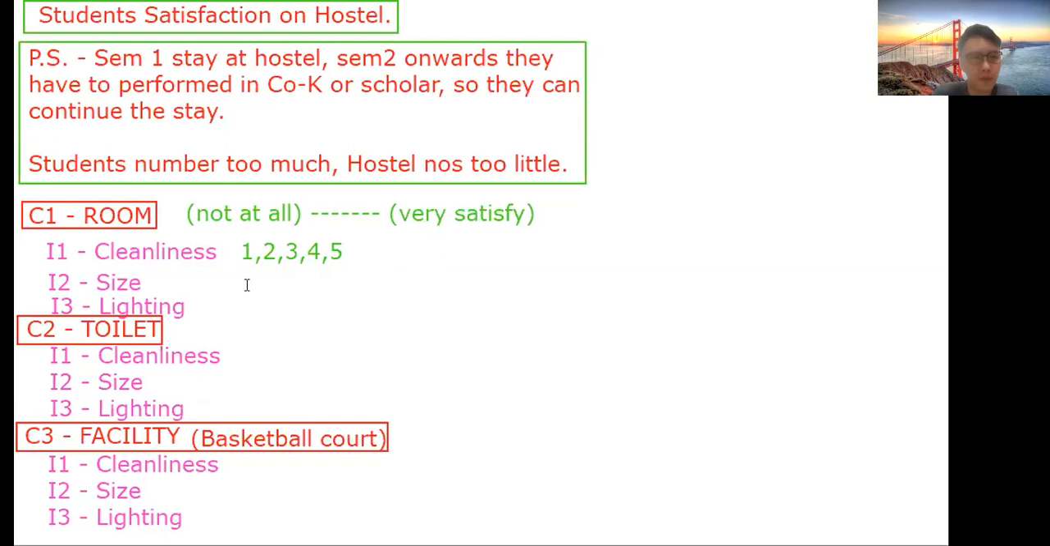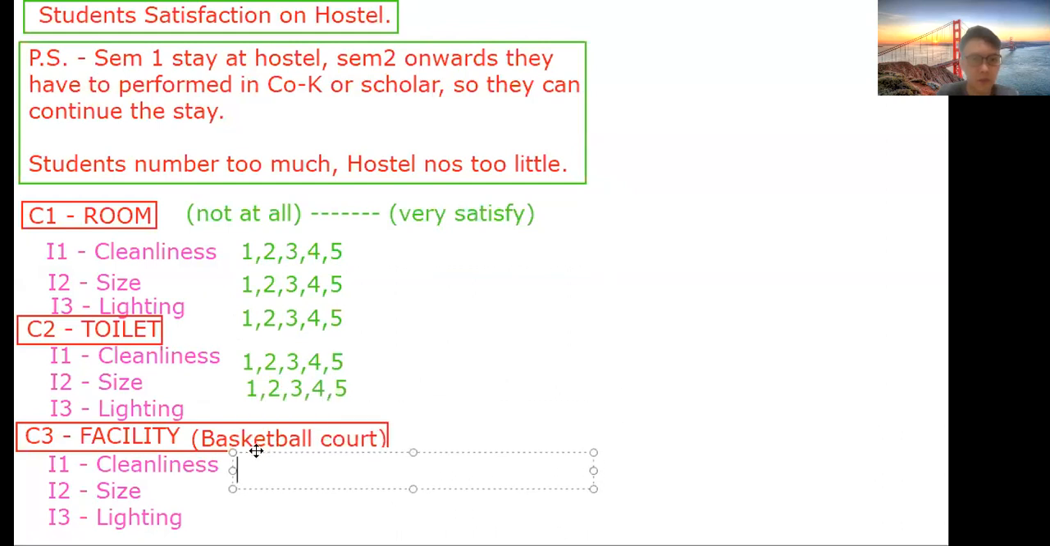So we will be asking them all with a scale, and it is up to you how you want to design it. So these are scale 1 to 5, Likert scale. Do the same for the other constructs.